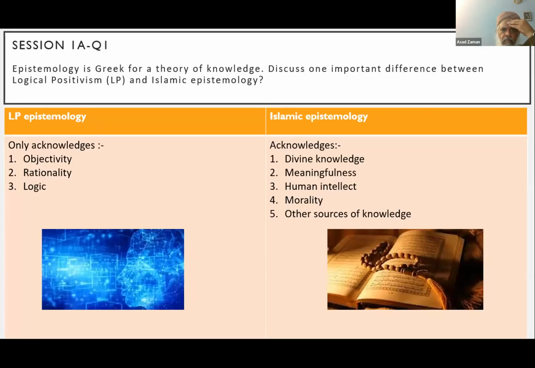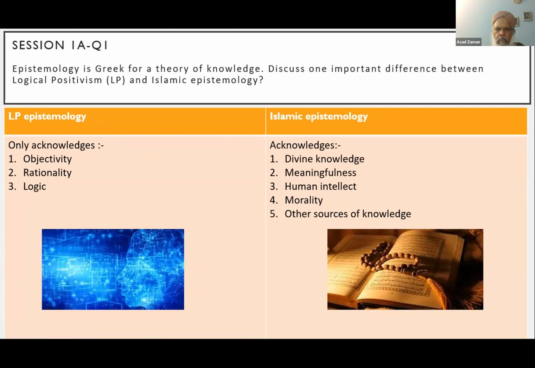Moving to the first question: epistemology is Greek for the theory of knowledge; discuss the important difference between logical positivism and Islamic epistemology. Basically, what we read is that LP epistemology only acknowledges as knowledge things that are objective, rational and logical. Here I use the word only, and in Islamic epistemology I did not, because LP only acknowledges what is objective and backed by the data, while Islamic epistemology also accepts other sources of knowledge.